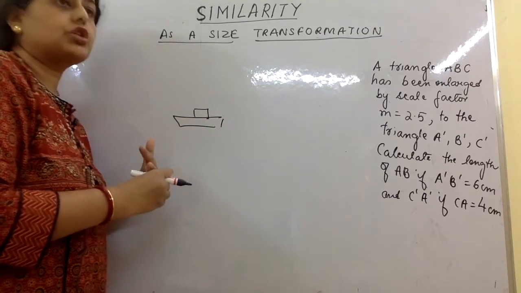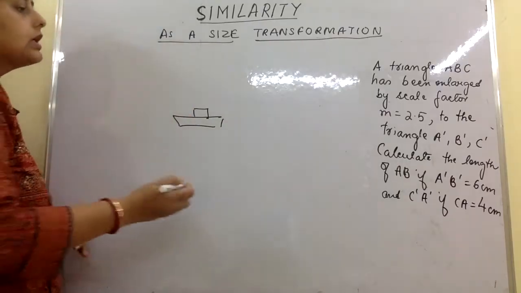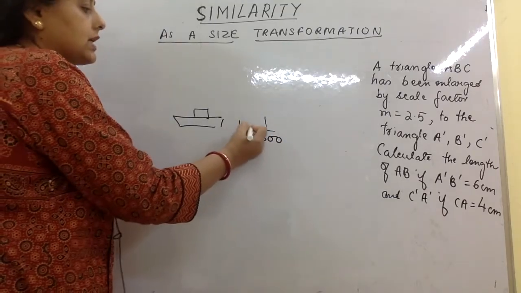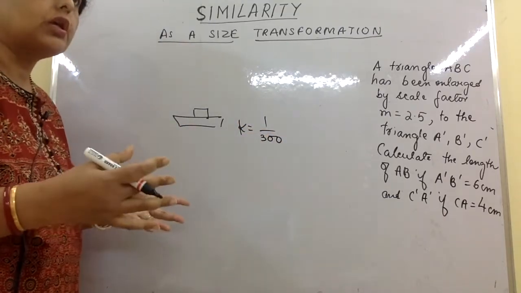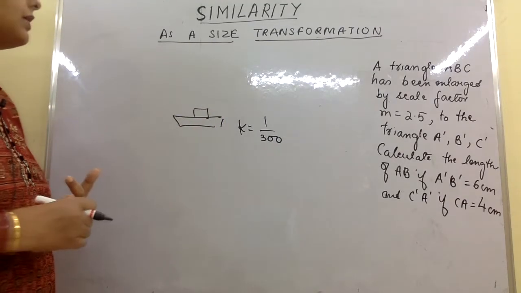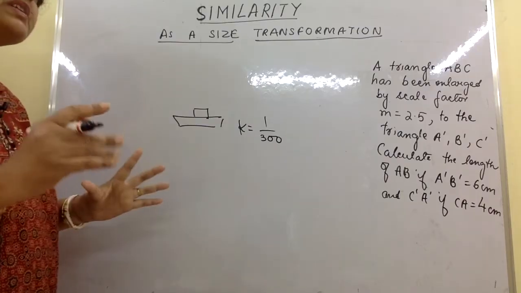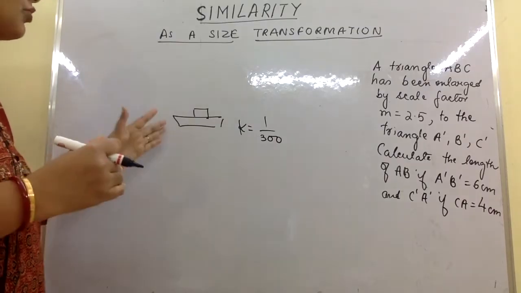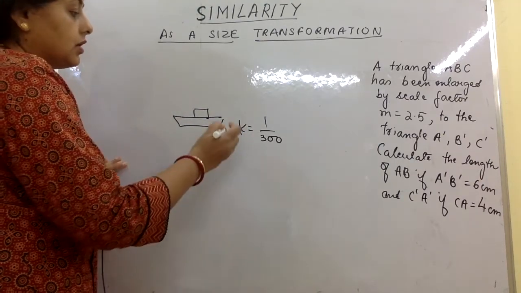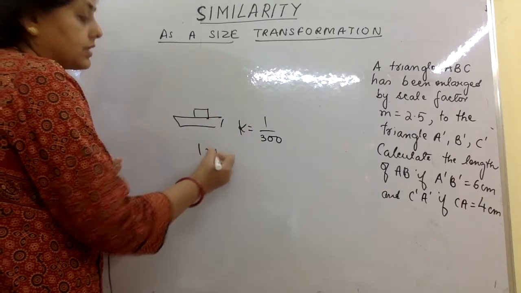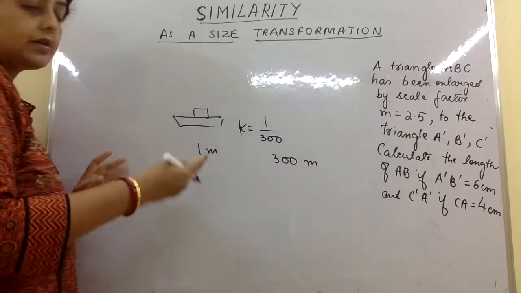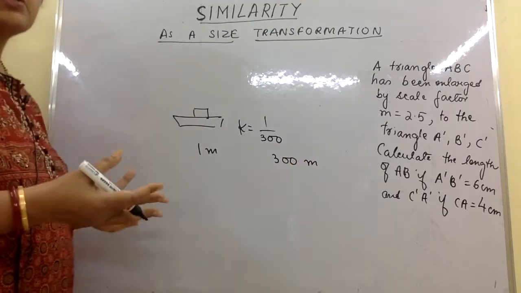Now this ratio will be followed everywhere. Supposing they say the ratio is 1:300. This is what they call K, or the scale factor, nothing but a ratio. Now, K is equal to 1/300. What it means simply is, supposing the model ship has a length of 1 meter, then the actual ship will have a length of 300 meters. Now this is the meaning of the scale factor.